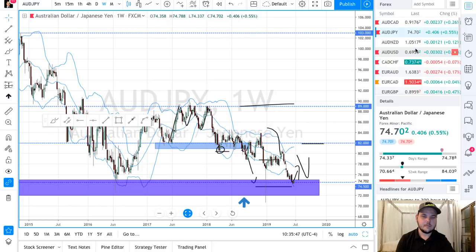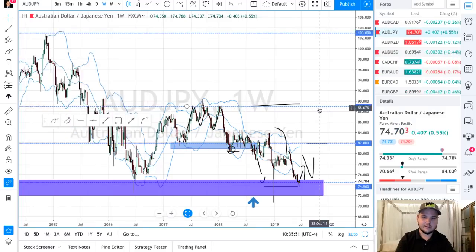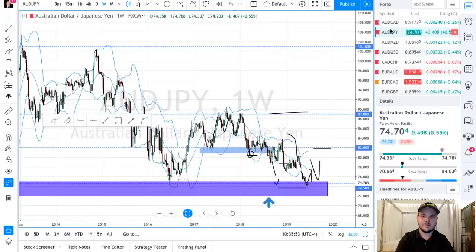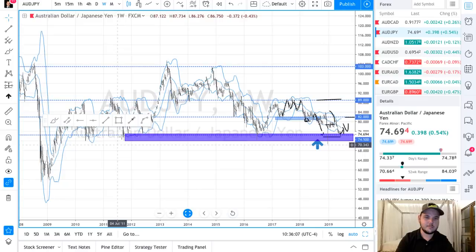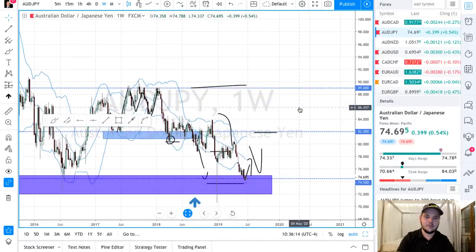AUD-JPY is coming back to a support area also. These pairs are correlated. AUD-CAD, AUD-JPY, they all start with AUD, the Australian dollar, so it's normal that they're all going to be similar. AUD-JPY is coming back to 74.5, a major support where it bounced many times in the past. Even over here in 2010, a really long time ago, but we're coming back there. So it's a strong area that you want to look at.